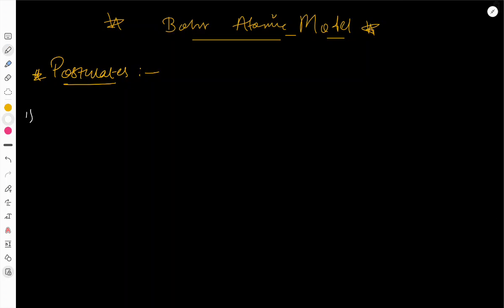And then came Niels Bohr's model. There were other drawbacks too, but Niels Bohr's model covered all of them. Now let us know what. So first of all, Bohr's atomic model said that the electron revolves in a circular orbit.